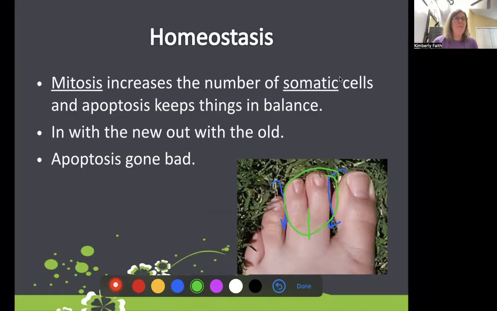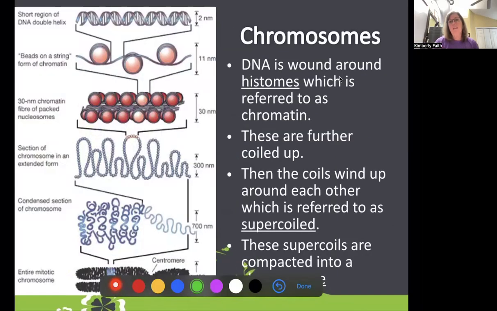The message did not get relayed to those cells to undergo apoptosis, and this person has some webbed toes. You can have webbed fingers, webbed toes, and you might not think that that's a horrible thing to have, but it is a bad thing if the cell is cancer, right? So if your cell becomes a cancer cell and you cannot detect that it is not made properly, this is what leads to cancer.